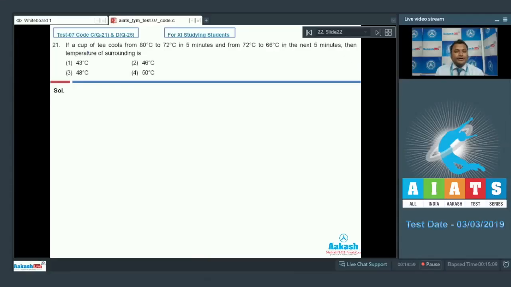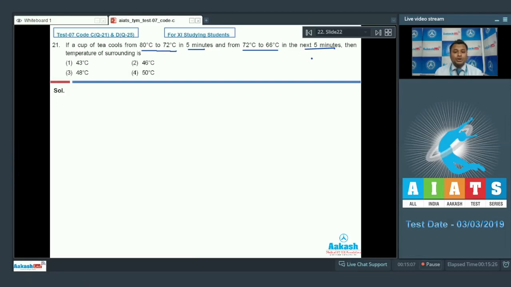Here is question number 21. A cup of tea cools from 80 degrees centigrade to 72 degrees centigrade in 5 minutes of time, and then from 72 to 66 degrees centigrade in the next 5 minutes of time. Then what will be the temperature of surroundings?